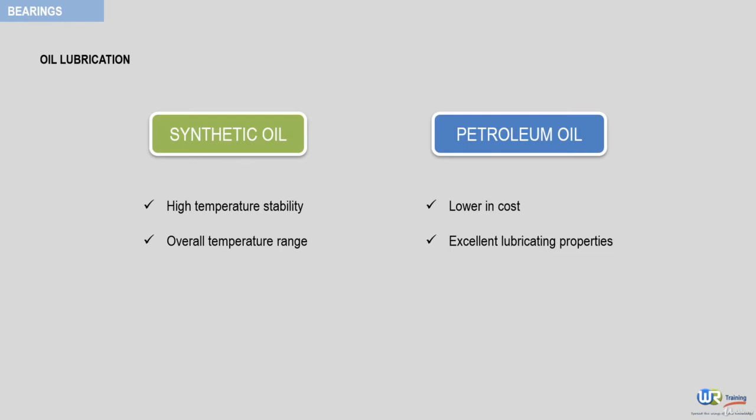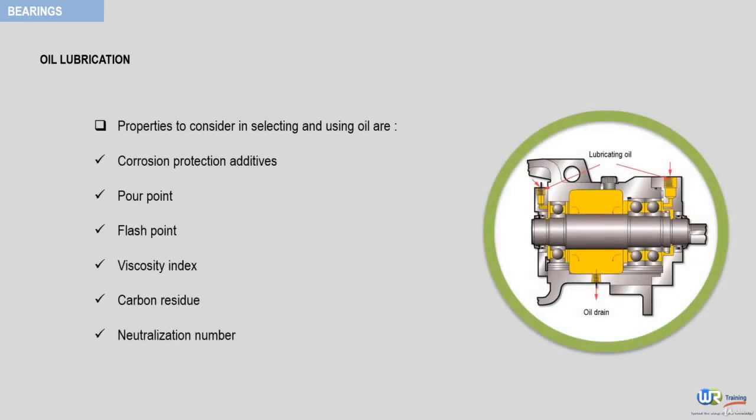Other properties to consider in selecting and using oil are corrosion protection additives, the pour point, the flash point, the viscosity index, carbon residue, and the neutralization number. Consider the loads imposed and operating temperatures of the bearings when selecting the oil and its viscosity. Correct selection is essential for long bearing life.